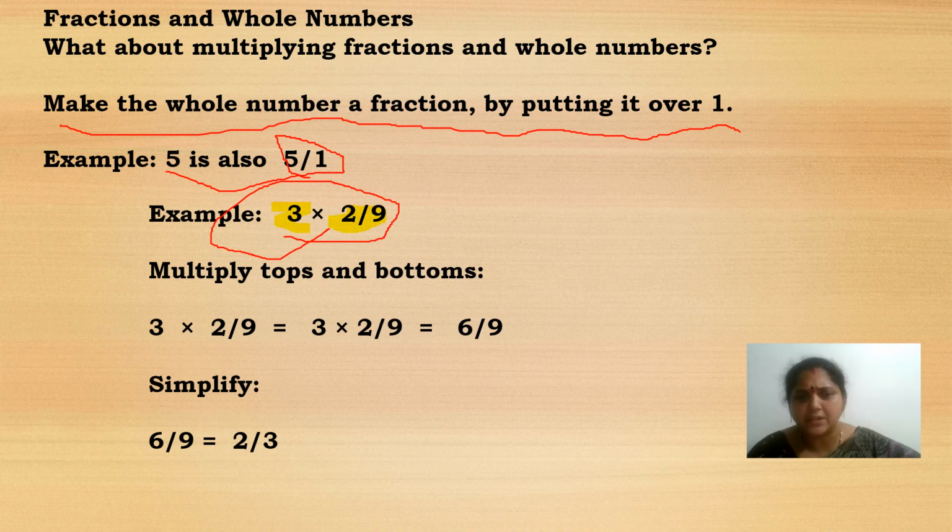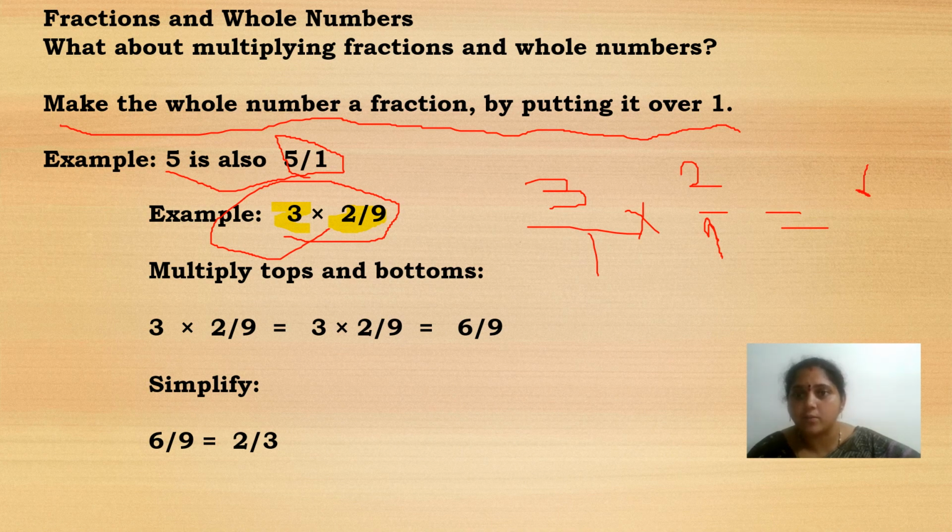Now, can I convert this 3 into a fraction number? Yes. How can I convert it? I can convert it to 3 by 1. So I can write 3 divided by 1 into 2 divided by 9. I can convert like this and multiply numerator into numerator, denominator into denominator. Then I get my answer as 3 twos are 6 and 1 nine is 9.